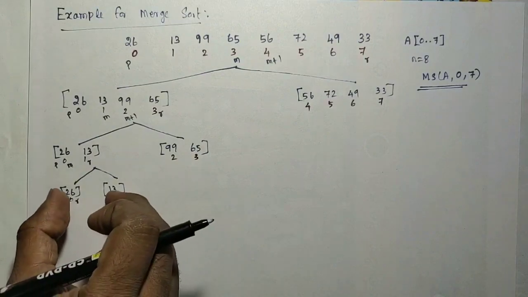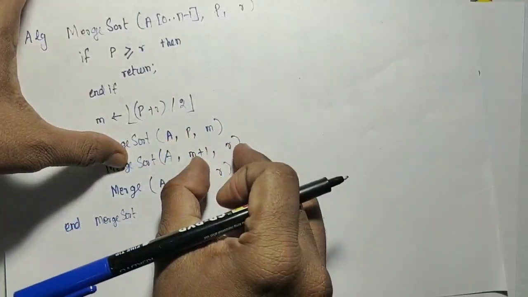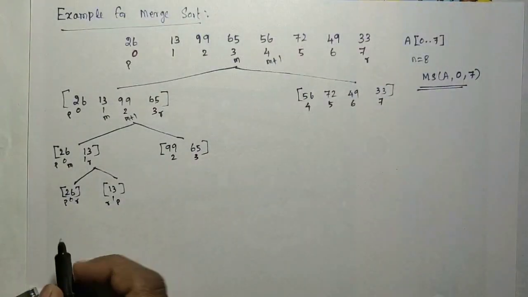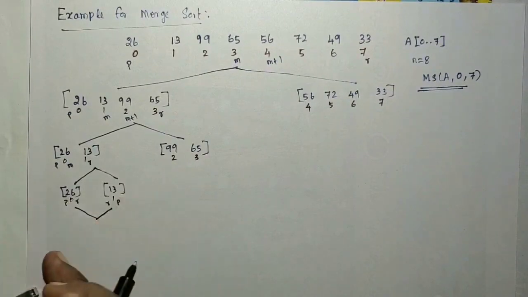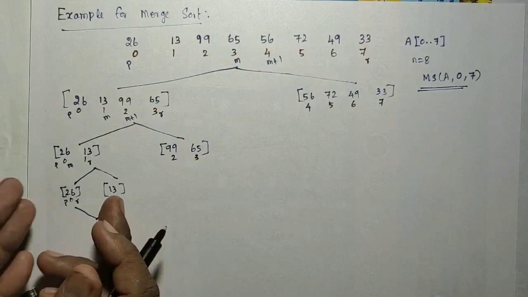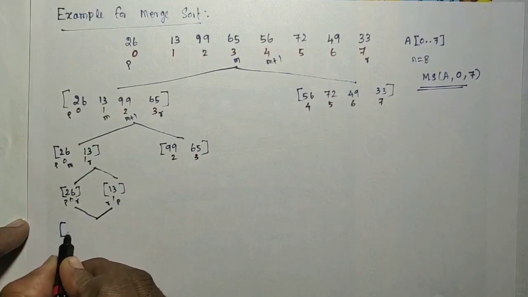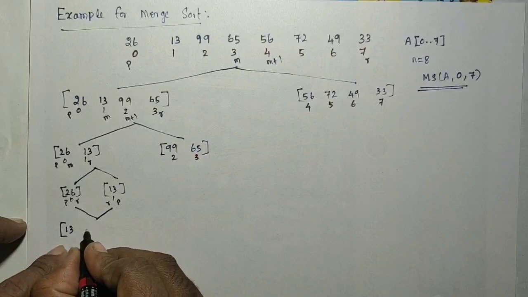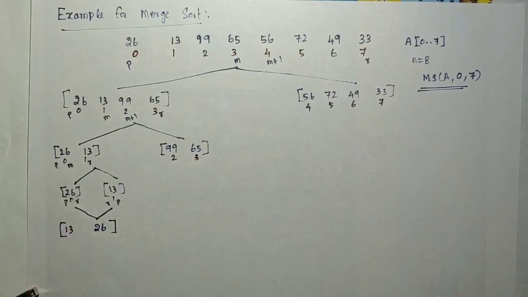After sorting these two, I need to merge them. The one element gets sorted, the other one element gets sorted. Next I want to merge these two. During this merge, these two will be merged into one and it will be sorted. That algorithm we already discussed. So this 0 and 1 will become 13 and 26. It will be merged like this. So 0 and 1.